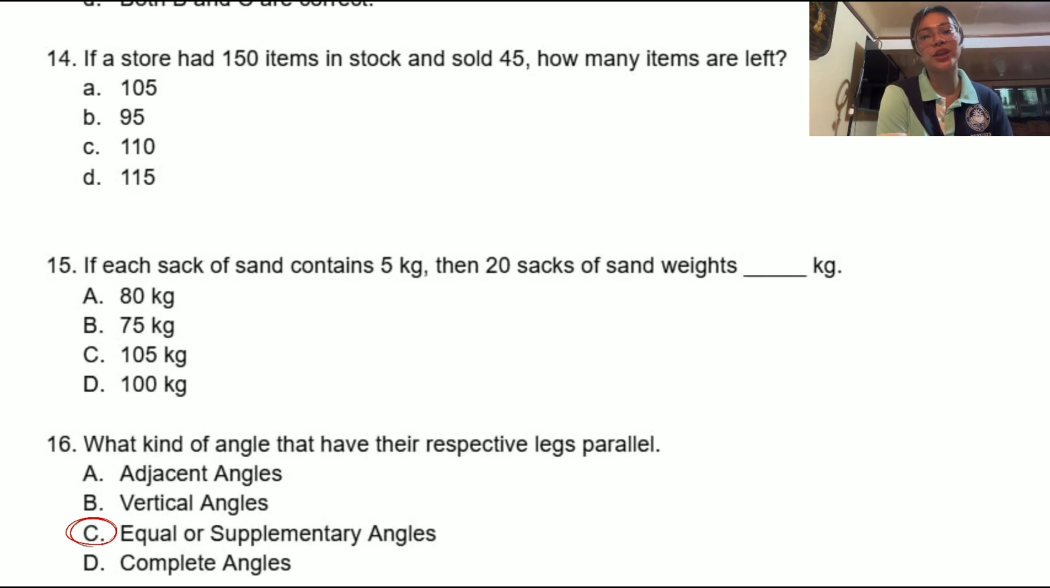Now, as you can see with the other options, with the adjacent angles, vertical angles, and the complete angles: when we say adjacent angles, they share a common side but are not defined by parallel legs. When we say vertical angles, they are formed by intersecting lines unrelated to parallel legs. And when we say complete angles, this measures to 360 degrees, which is unrelated to parallel legs. So therefore, the correct answer for this is the letter C, which is the equal or supplementary angle. So that would be all for my part.